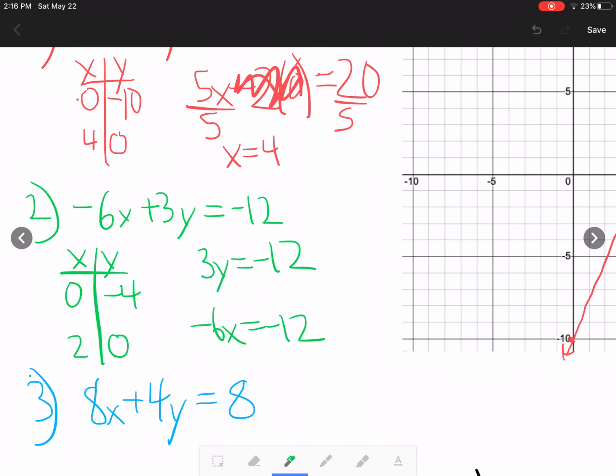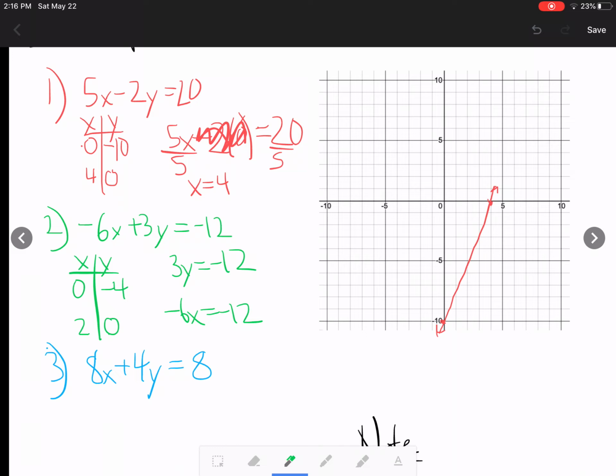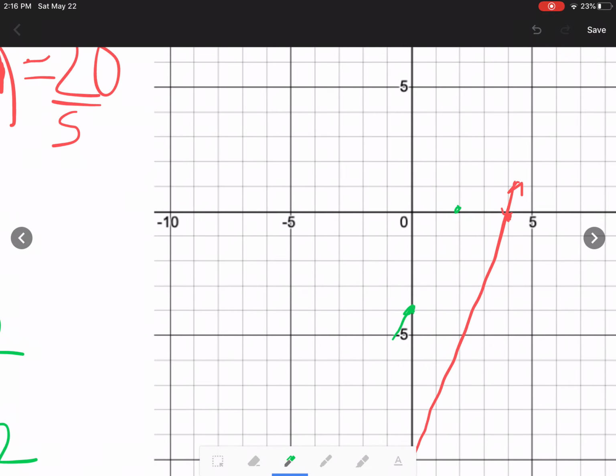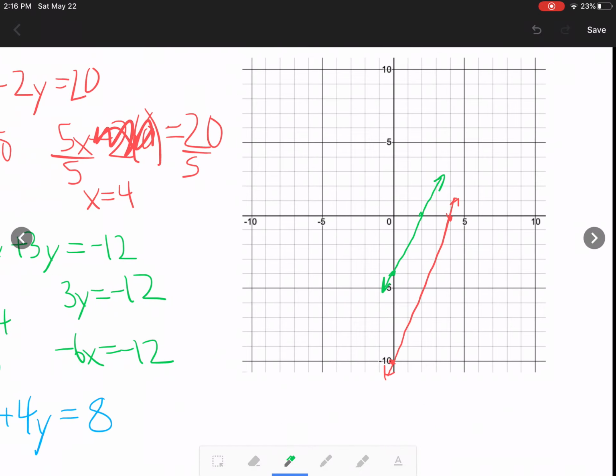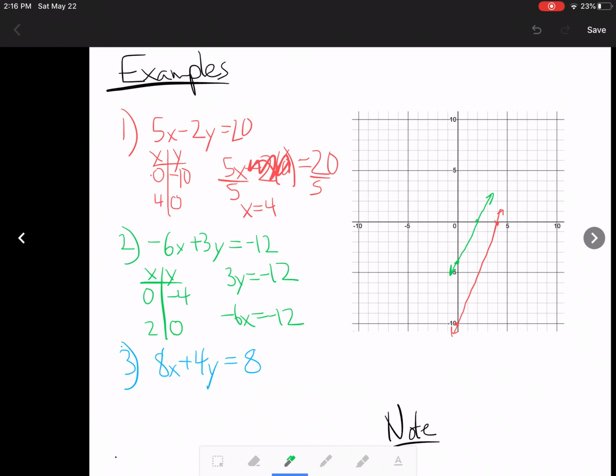All right, so go to my graph. Let's see here. So 0, negative 4 would be right there. And then 2, 0 is right there. Come on over, draw a nice straightish line. Boom, boom. Look at that. I've drawn the line for this.